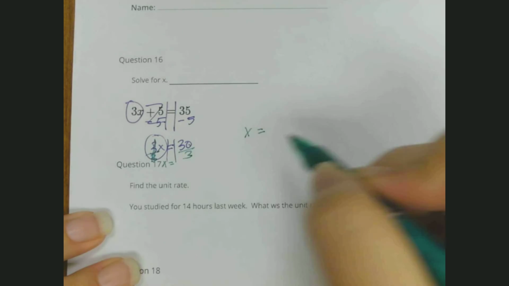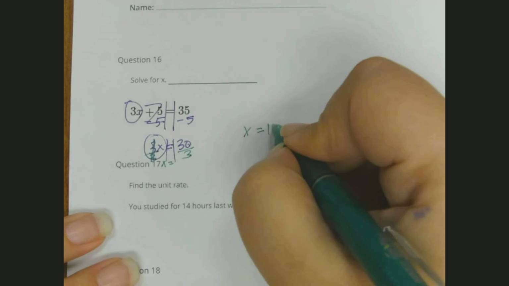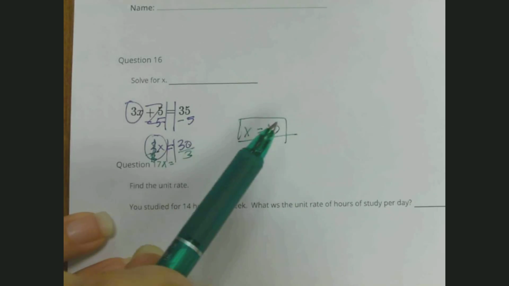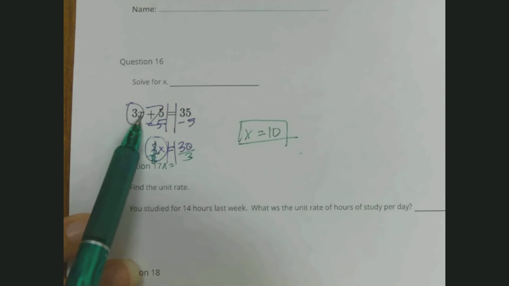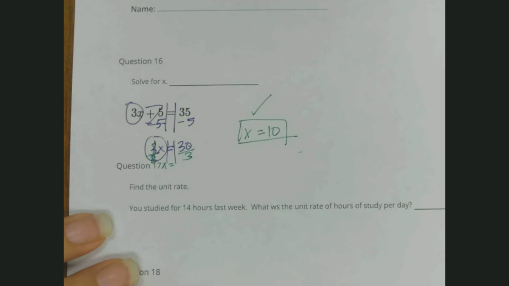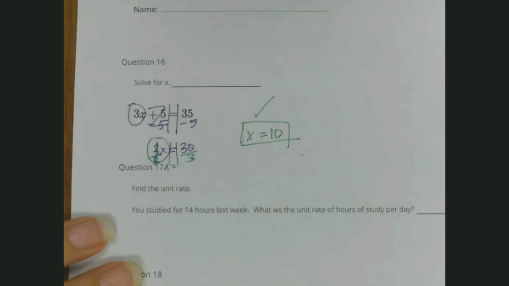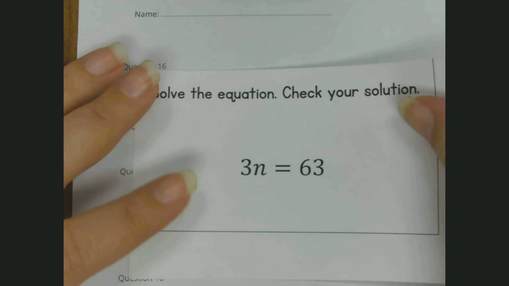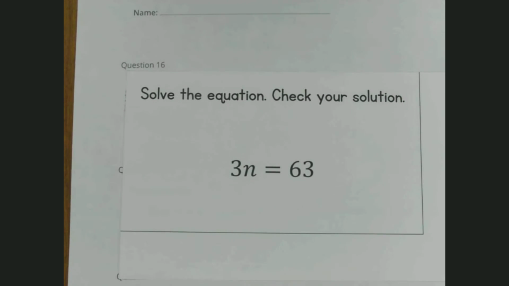And 30 divided by 3 is 10. So x equals 10. Plug it back in and check it. 3 times 10 is 30. 30 plus 5 equals 35. So that is true. Okay, if you missed that one, I would like you to solve this equation and then check your solution.